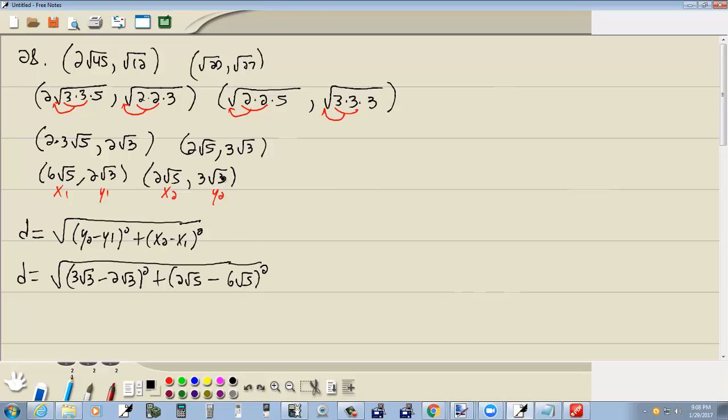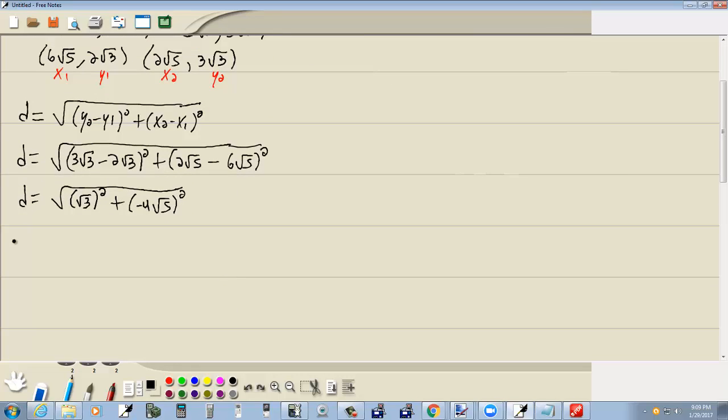Let me double check myself here. 3 minus that, this minus this. Okay. If your radicals are the same, then you add or subtract the numbers in front when you're adding and subtracting. So square root of 3 and square root of 3, they're the same. So 3 minus 2 is 1 square root of 3, or simply square root of 3, squared. Over here, these are both square root of 5s, so 2 minus 6 is negative 4 square root of 5, squared. Well, when you got a square root to the second power, they cancel each other, so that gives me 3.